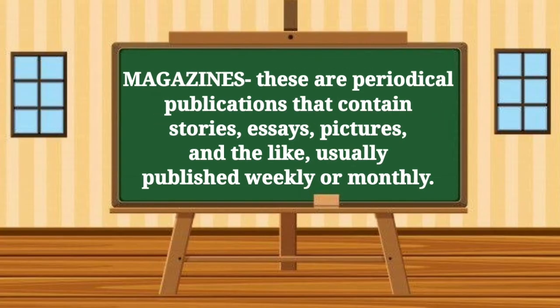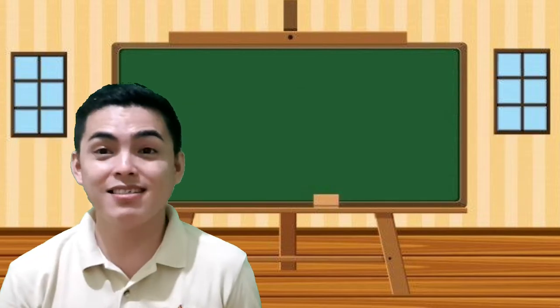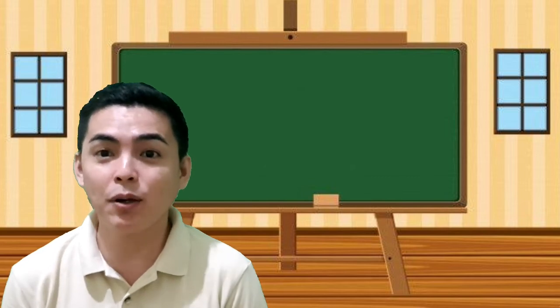Also, we have the magazines. These are periodical publications that contain stories, essays, pictures, and the like, usually published weekly or monthly. This is the sample format in writing a magazine bibliography. We have the author's last name, comma, author's first name, period, the title of the article enclosed by quotation marks, period, the magazine title, comma, issue date, period. Here is an example of a magazine bibliography format.